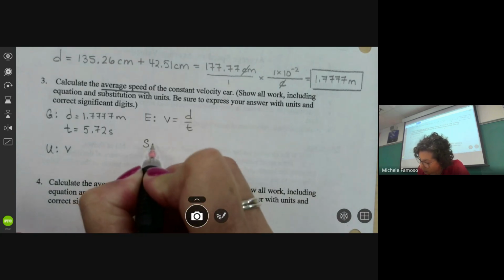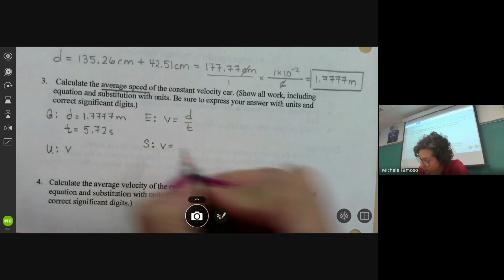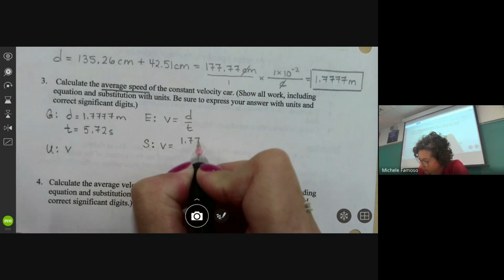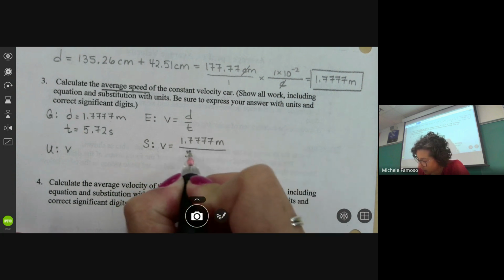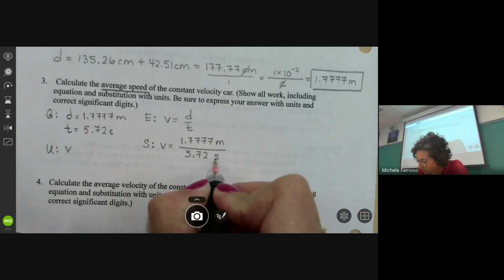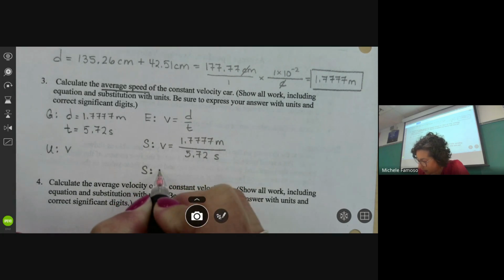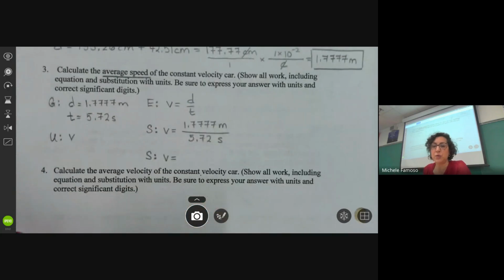Now we do our substitution with the units. You're plugging in your numbers, not mine. I'm just showing you how to set it up. And then you're going to solve it, getting an answer with correct units and sig figs. So what you get as your answer and sig figs will depend on the data that you had.